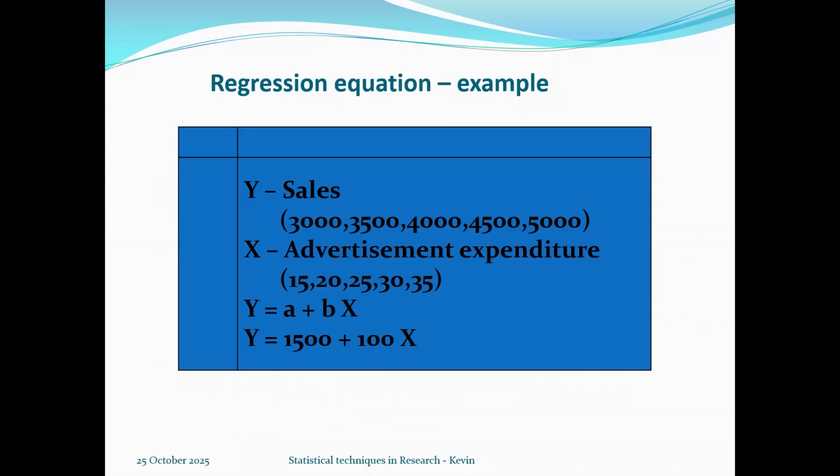1500 plus 100 is calculated. When you calculate, you get 1500 plus 100x. That means even if there is no advertisement, you will have 1500 rupees of sales. That is alpha. When you advertise and the advertisement increases by 1 rupee, sales will increase by 100 rupees. That is beta, the increase in the dependent variable due to the influence of the independent variable. So when a 1 unit change occurs in advertisement, sales will increase by 100 rupees. This is the meaning.